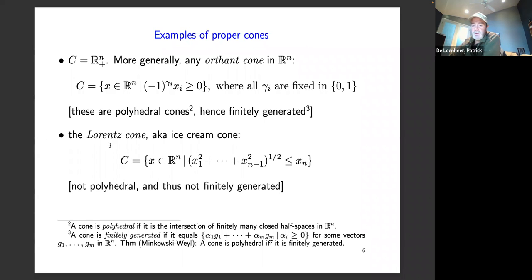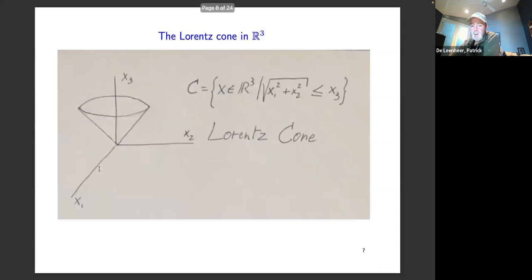And then there's the Lorentz cone, or the ice cream cone, given by this prescription here, which is not a polyhedral cone and not finitely generated. Here's a picture of it. It's really the ice cream cone that you think of when you're holding a cone of ice cream.